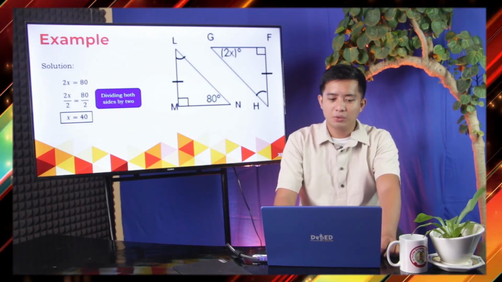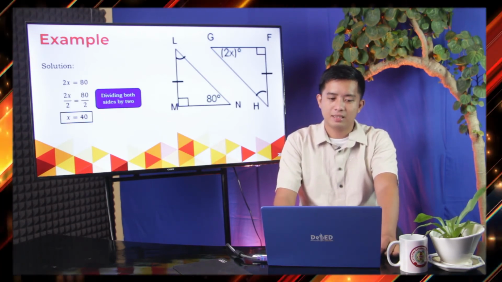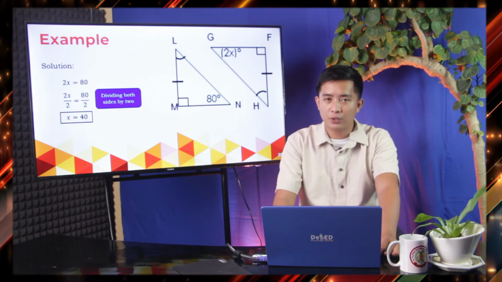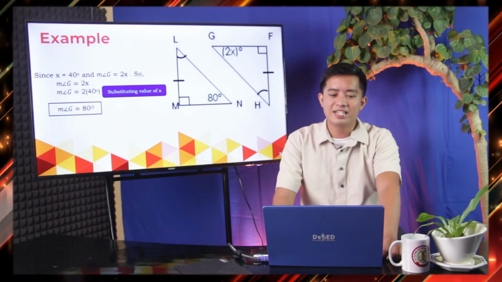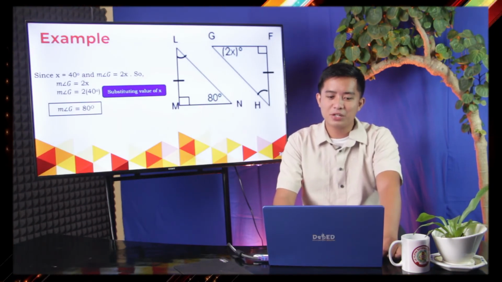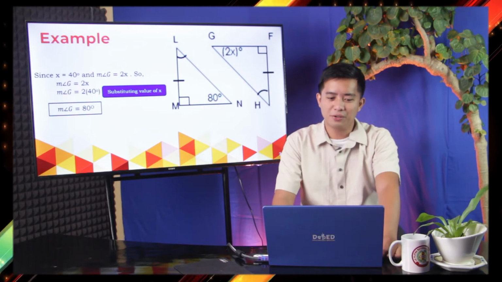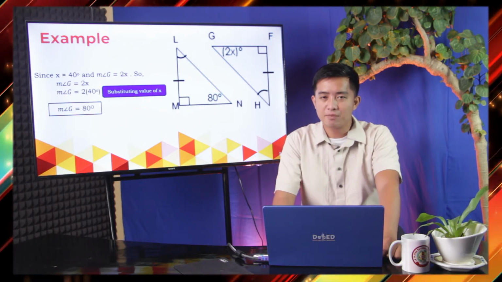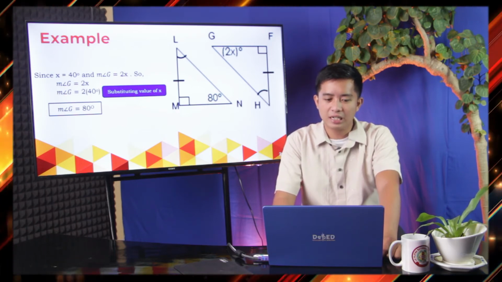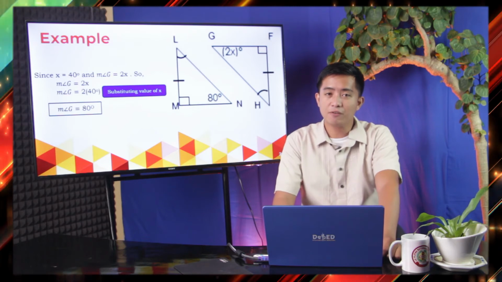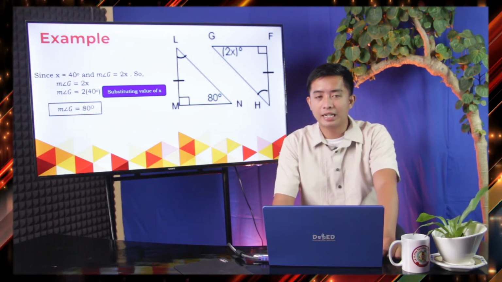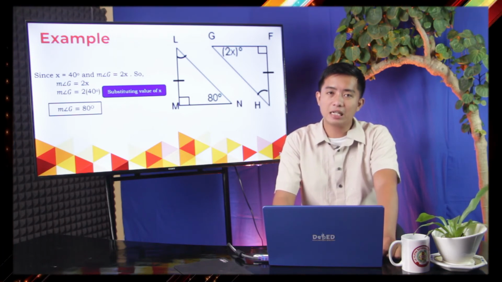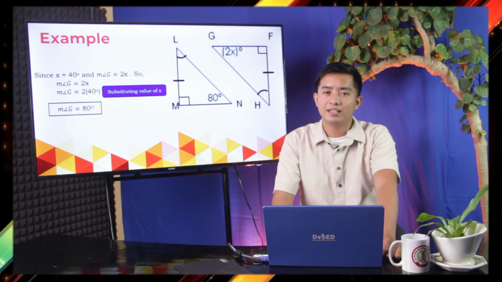Solution. 2x equals 80. Divide both sides by 2, so the value of x is equal to 40. Since x equals 40 and the measure of angle G equals 2x, substitute the value of x, which is 40, so we now have the measure of angle G equals 2 times quantity 40. Therefore, the measure of angle G is equal to 80 degrees.